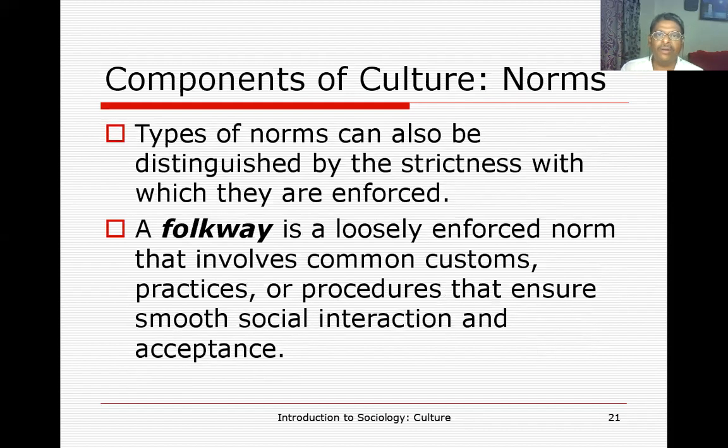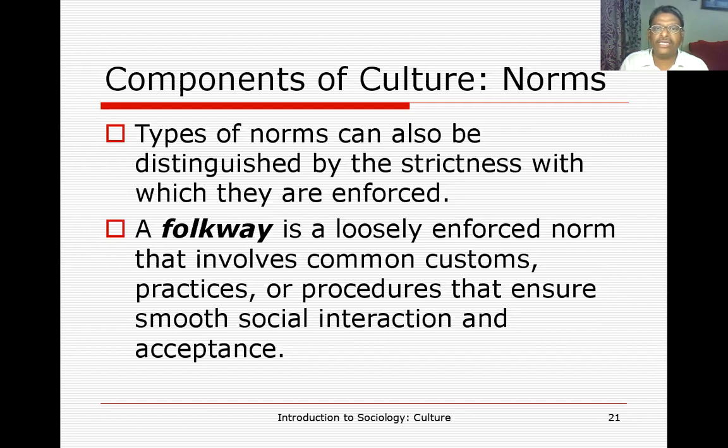So types of norms can also be distinguished by the strictness with which they are enforced. And we see them in the family, in the society, in the church, in the temple, or in an office. Hidden norms. And particularly in an Indian context, we have these hidden norms. Of course, even now, some traditional families do practice them. If the father-in-law is there, the daughter-in-law should not walk in front of that place, or should not come when a guest comes. The wife should not come to the drawing hall. There are so many hidden norms.